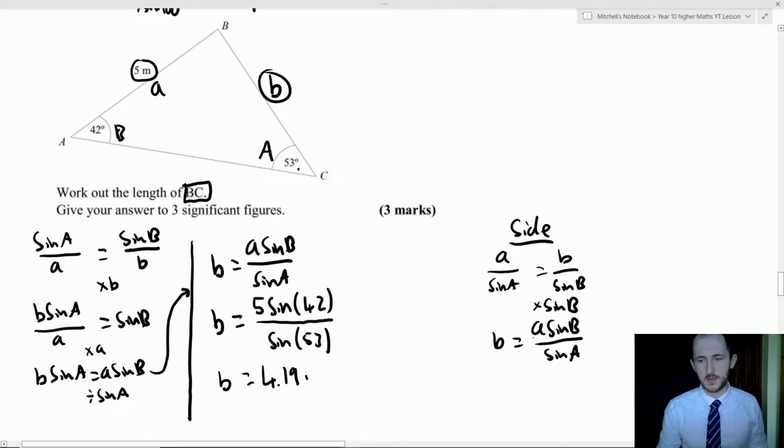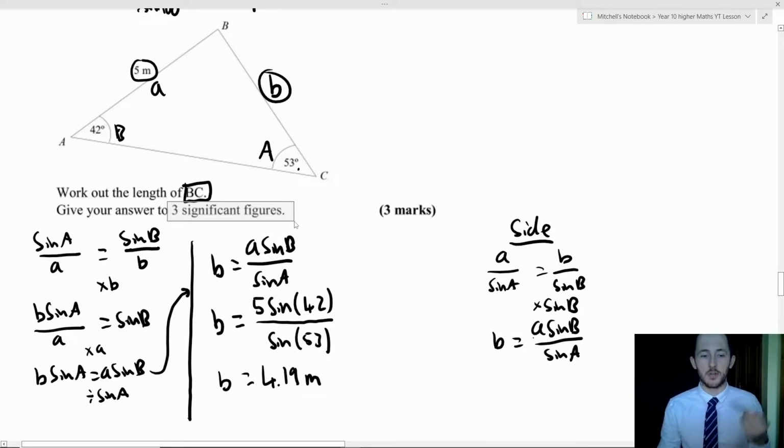And again, we need to use units. It's meters in this case. So a question that you might have is, how do you know how many significant figures to do it to? Well, in this case, they give me the number of significant figures. They say 3, so do it to 3.